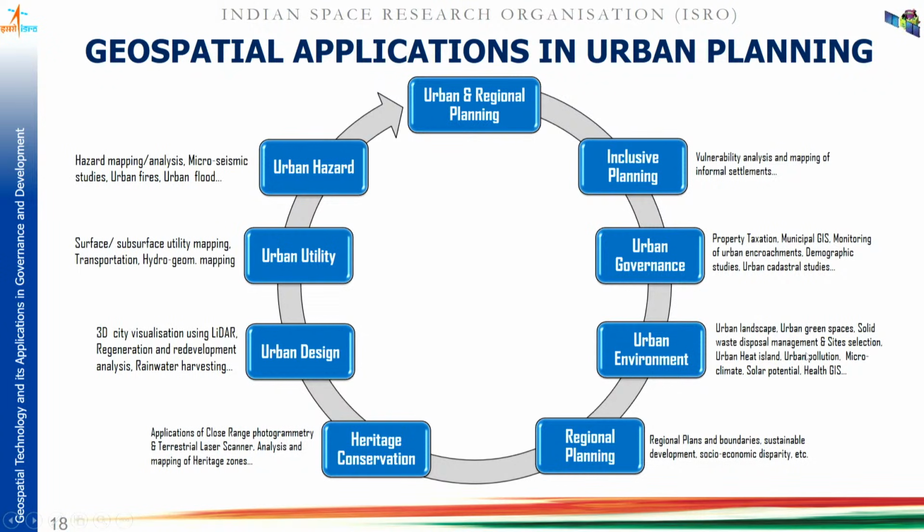Third is urban environment, urban landscape, urban green, solid waste disposal, site selection, urban heat island, UHI, urban pollution, microclimate, solar potential. We can use them for urban environment studies. We can use them for regional planning, that is regional plans and boundaries, sustainable development, socioeconomic disparity, etc.